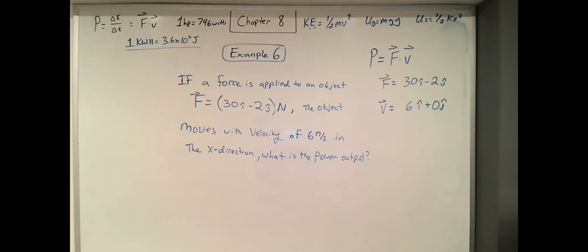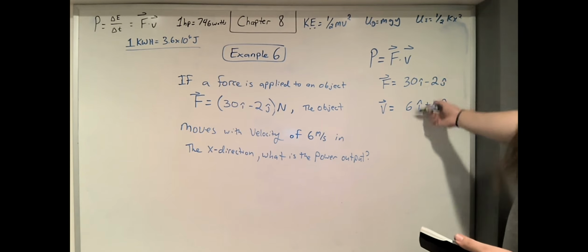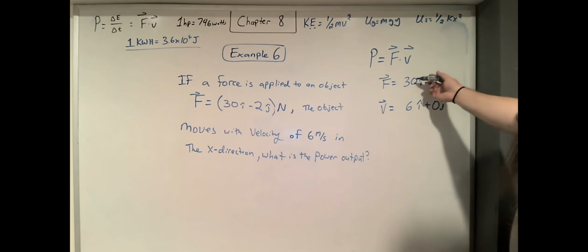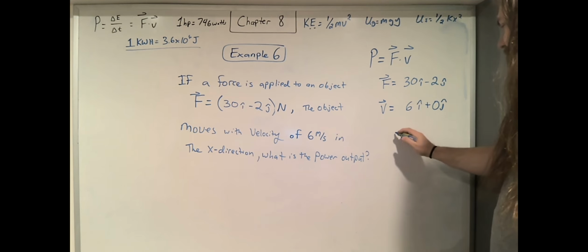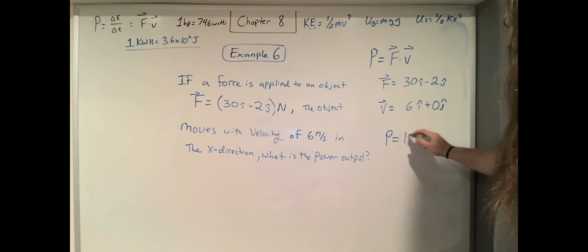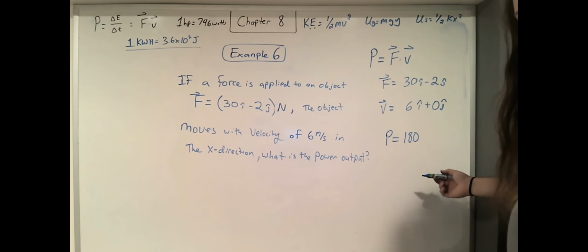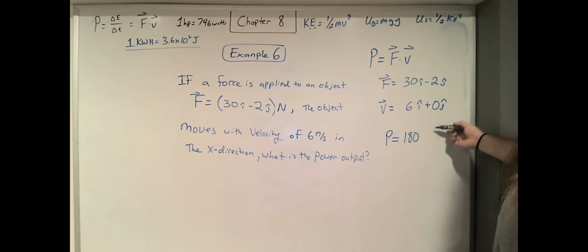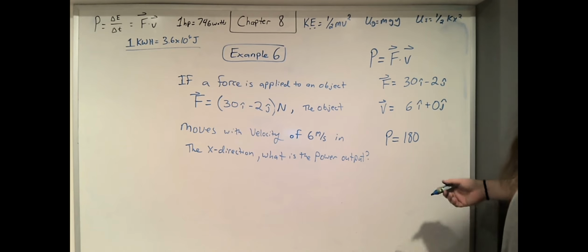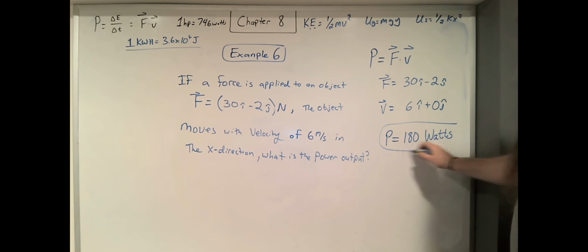And then again, when we do dot products, we have to look at like-minded, like directional vectors. So that's why I write them one over the other, so I can just multiply down. And I'm going to end up with 30 times 6, which is going to give me P, which will give me 180. And then i times i is going to be a 1. I have negative 2 times 0, which gives me a 0. j times j is 1, but 0 times anything is 0, which ends up being 180 watts of power.